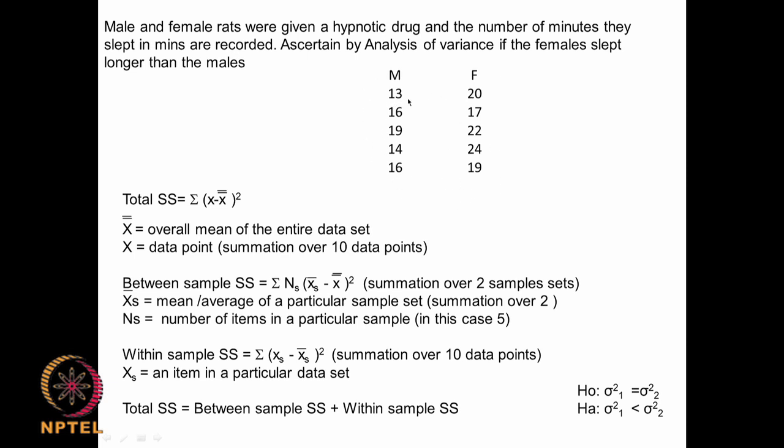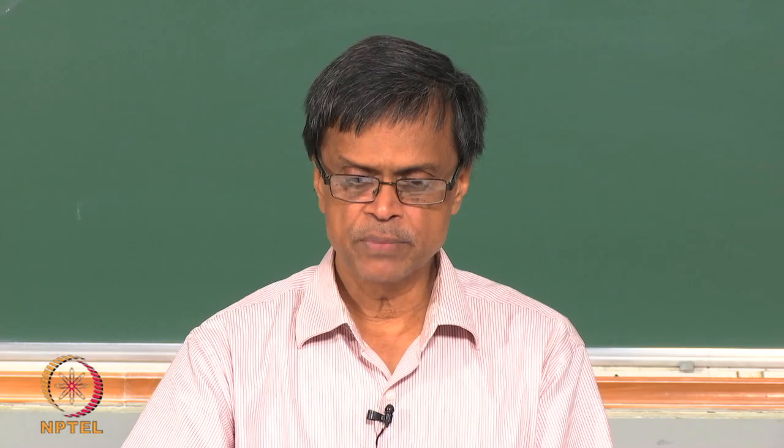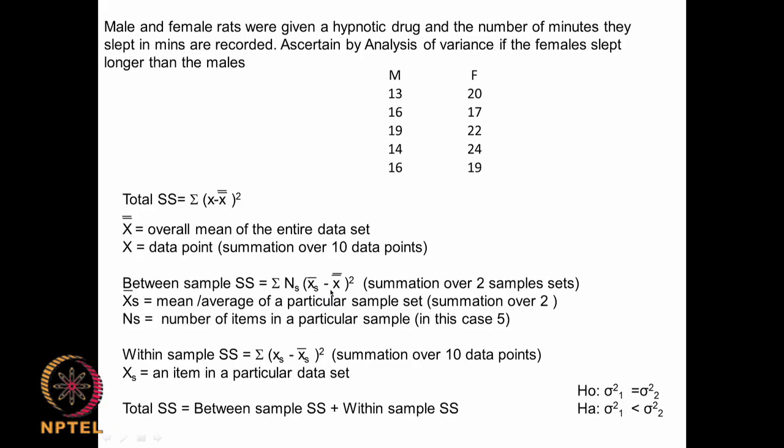Now, how do I calculate between samples? I know an average here. That average I subtract from each one of these terms, square it up, add up, and then for the female I have an average. I subtract it from each one of these terms, square it up, add up, then multiply by 5 here, because there are 5 data points, then add up the overall. That will give me the between sample sum of squares. The degrees of freedom is 1, because I have 2 groups, male group and female group. So, I will divide by 1.